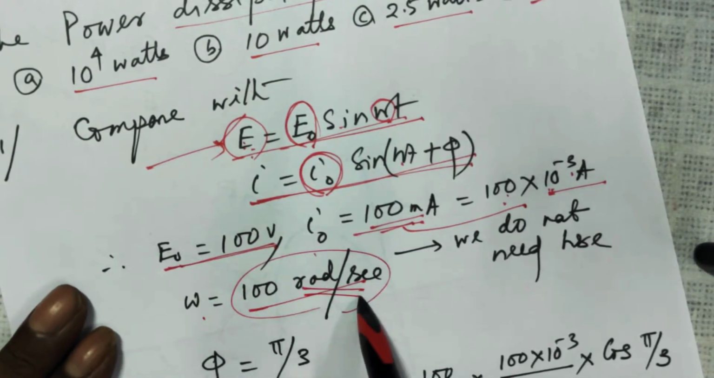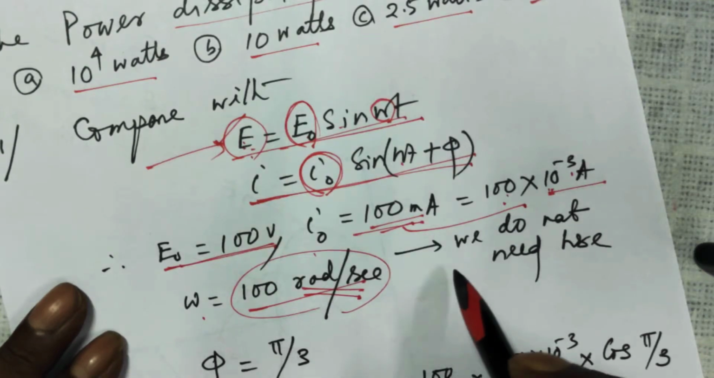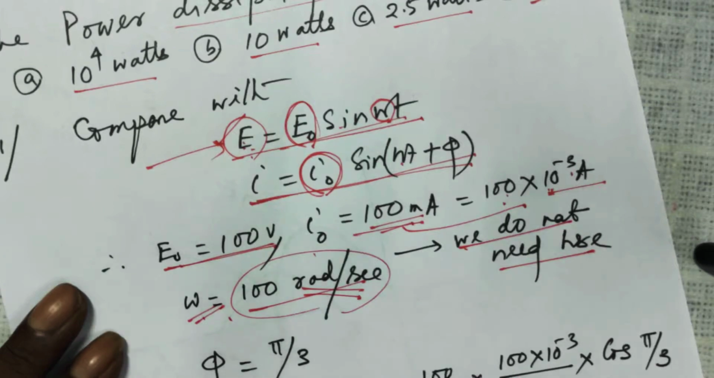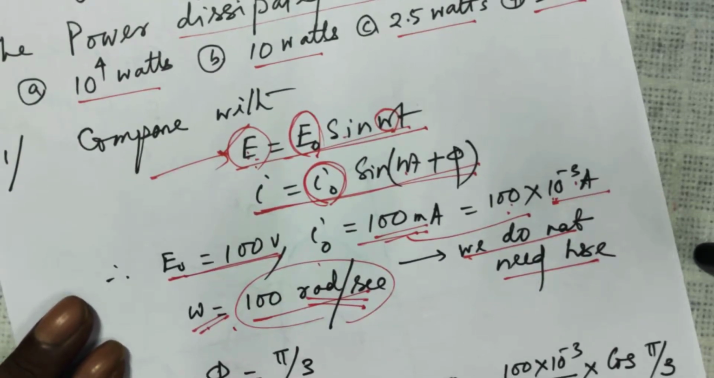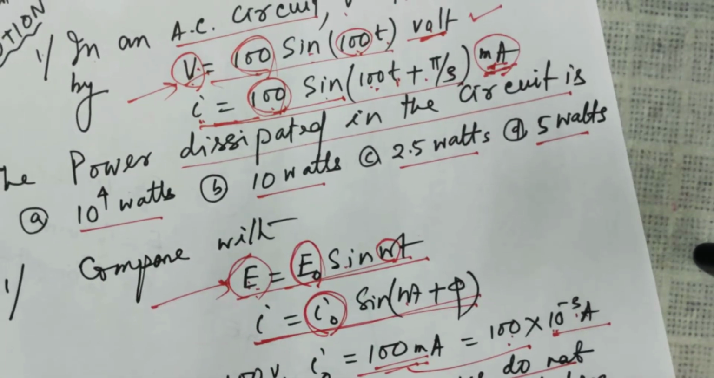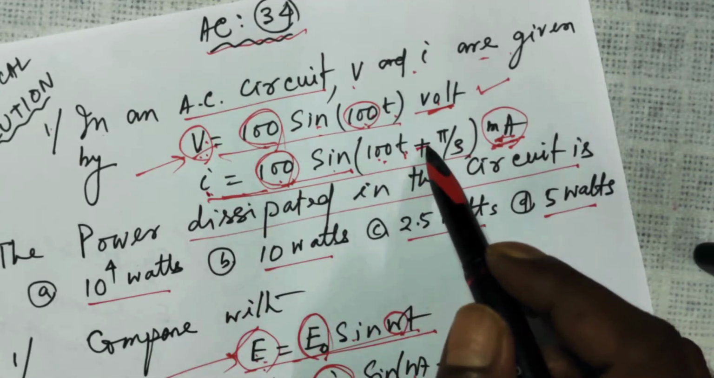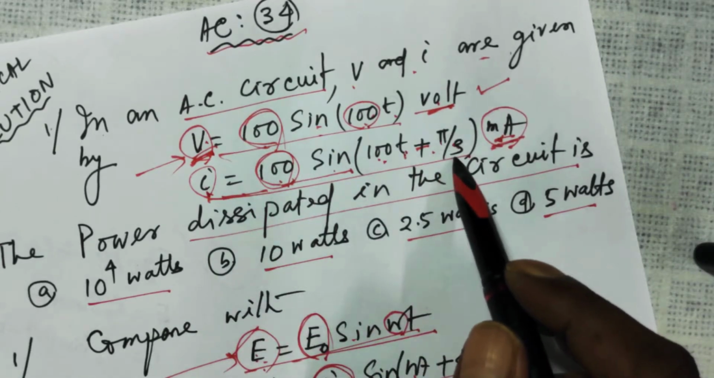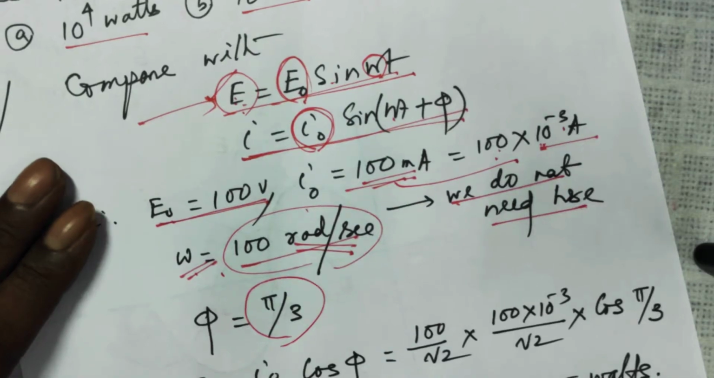This is the unit of ω, angular velocity, angular frequency you can say, not velocity because we are not doing kinematics. We don't need this term here, but just for the sake of understanding I explained how to compare and find out. And what is the phase difference between the voltage and current? Plus π/3. Current is ahead of the EMF, the voltage, by π/3, that is 60 degrees. So φ is equal to π/3.